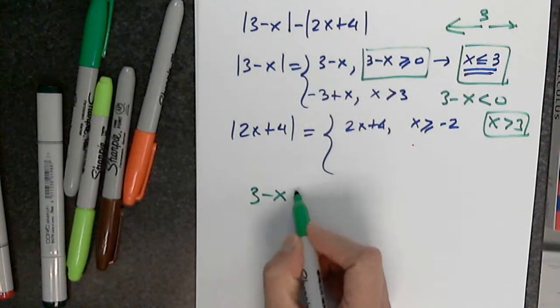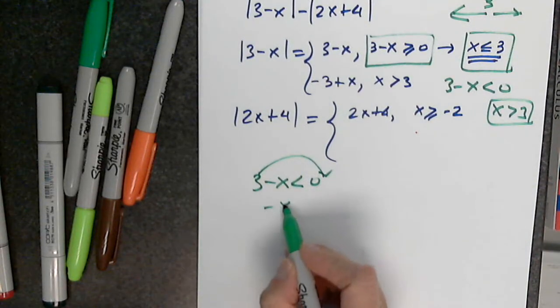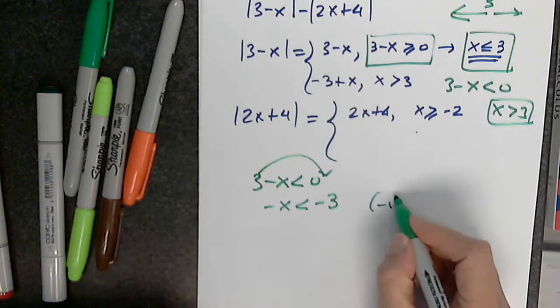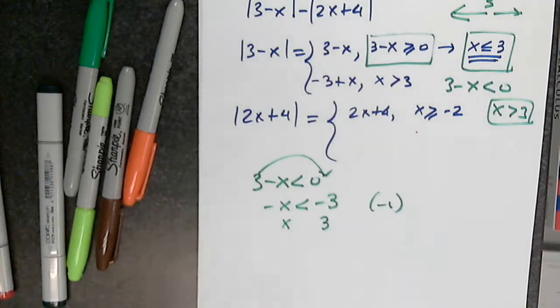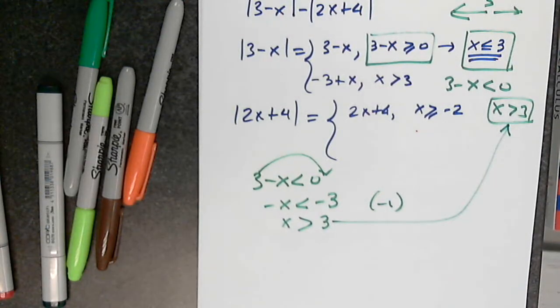So 3 minus x less than 0. I move 3 to the other side. Negative x less than negative 3. How do I solve this? Divide or multiply by negative 1. What do we have to do when we solve an inequality and we multiply both sides by a negative number? Right. So that's how we get this. Are we in agreement now?